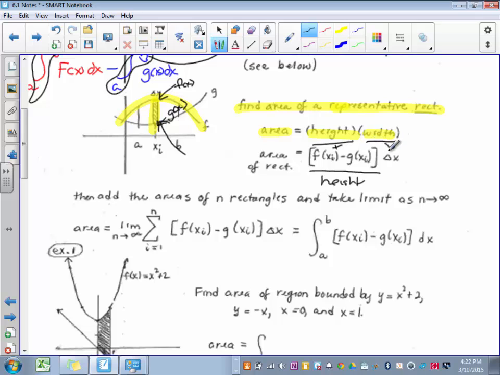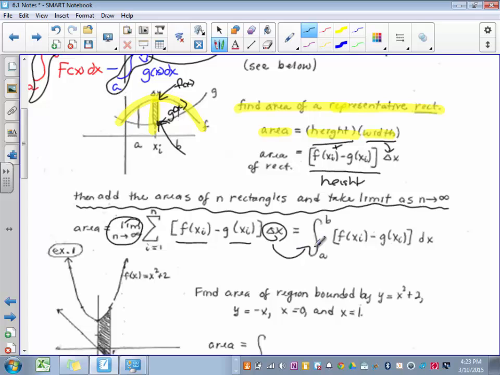And the width of the rectangle is given by delta x, which gets infinitesimally, super ridiculously small. And that's how we add up all these things to find the area under the curve. Then we add all these areas up. To add all these up, we use this cool thing called the limit. As the number of rectangles approaches infinity of this function given right here, this actually leads to the integral we found up here. And that's why we can use that integral up there.